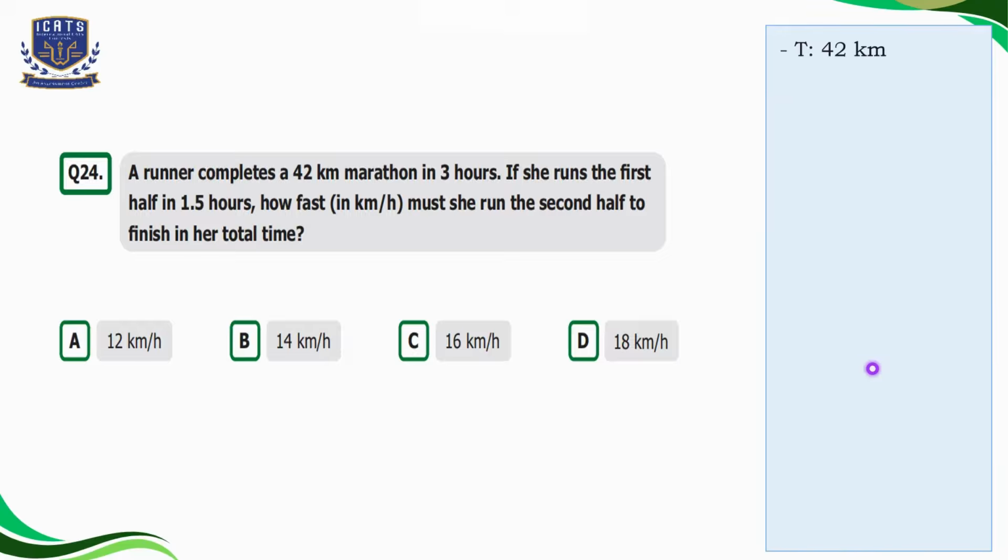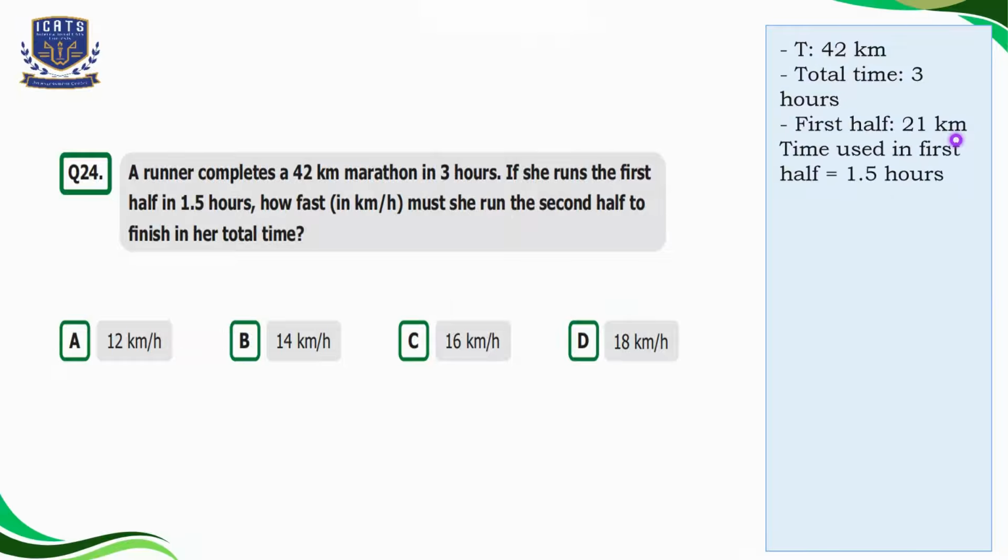So the total distance is 42 kilometers and the total time is 3 hours. As she has covered half of the distance in the first half, which is 21 kilometers, because half of 42 is 21, and she has used half of her time, that was 1.5 hours. Now we have to see what she has to cover in the second half. That is 21 kilometers in 1.5 hours, because half of 3 is 1.5 hours.